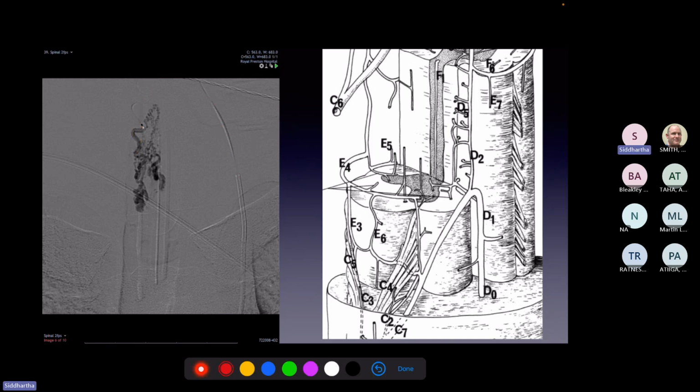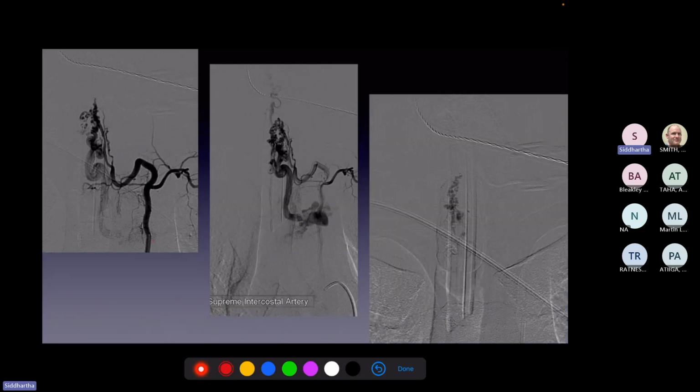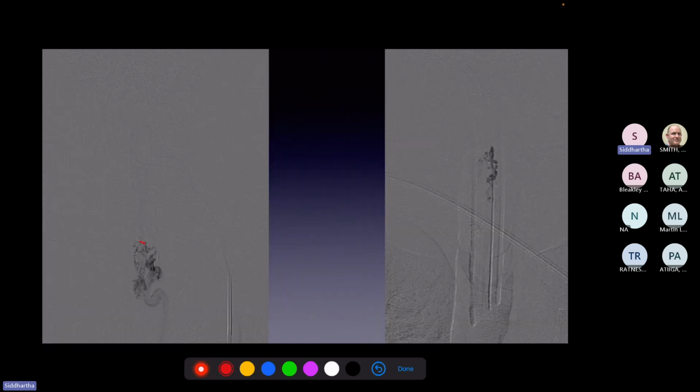But lower down the supreme intercostal has this appearance. So I can go here into these and go super selective, and I can embolize this. So this is what I've taken off. Thus we have taken out that component of the AVM, so we've taken out most of it. But these are all normal veins. I don't need to get rid of these. I just take care of the shunt at this point, shunt at that point, and it starts making a difference.